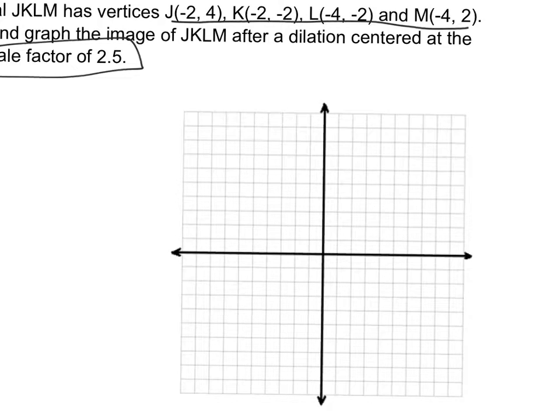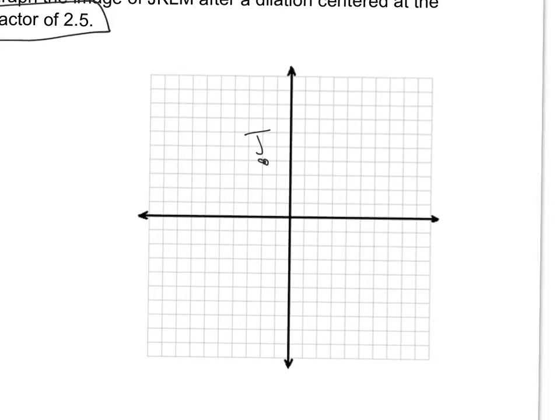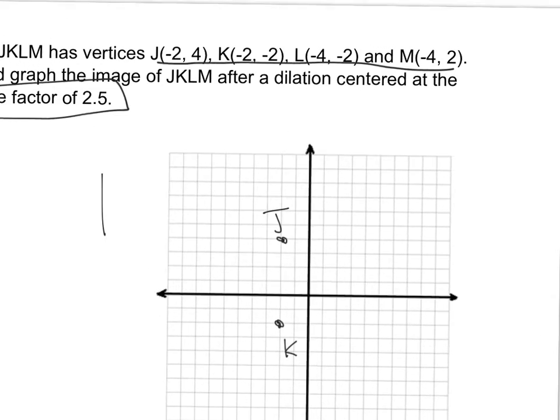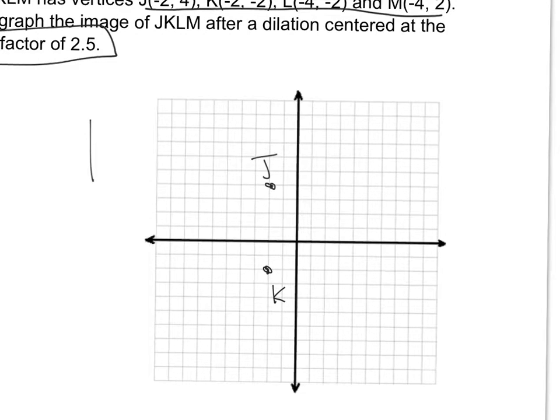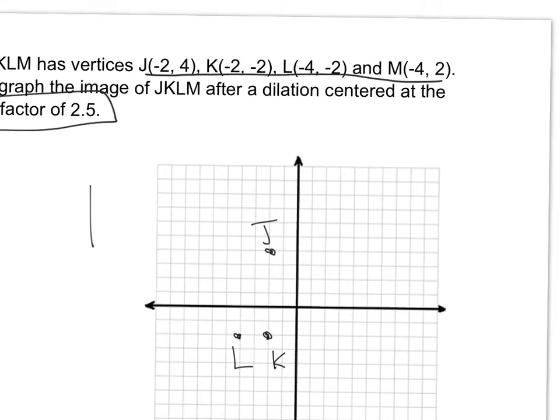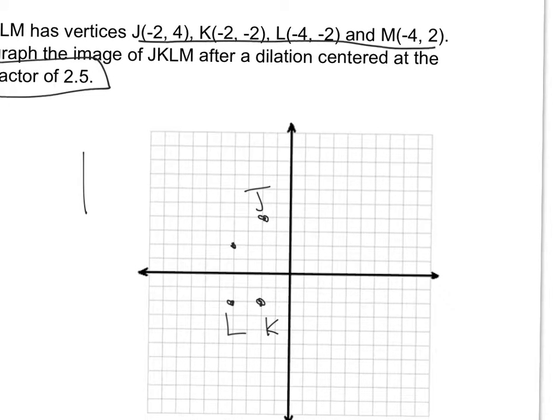You're at -2, 4. K is going to be at -2, -2. L is going to be at -4, -2. And M is going to be at -4, 2. Okay, so wait, that's -2, 4. Okay, so we've got this shape, which I would classify as a trapezoid. 2 parallel sides and 2 non-parallel sides.